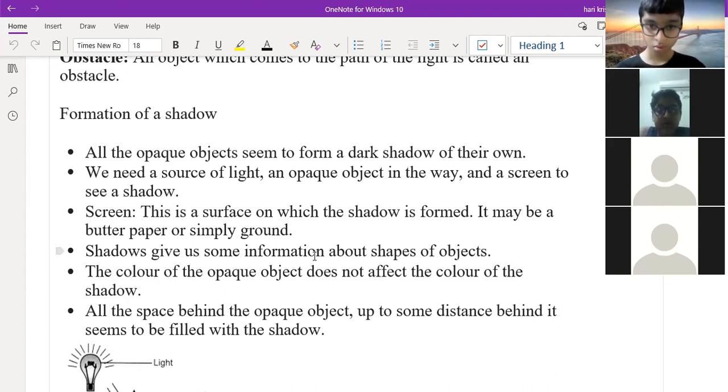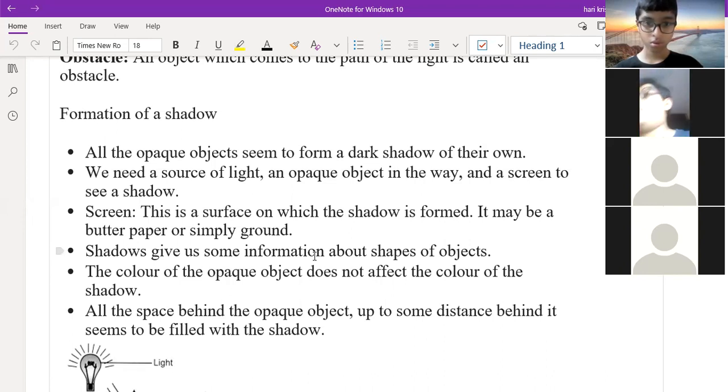Good. So it explains the type of object required for the formation of a shadow. We need a source of light, we need an opaque object, and the screen to see the shadow. Right? What is a screen? This is a surface on which the shadow is formed. It may be a butter paper or the simple ground or the simple white background wall. Yes or no? So if you have the white wall, you can see the shadow clearly.